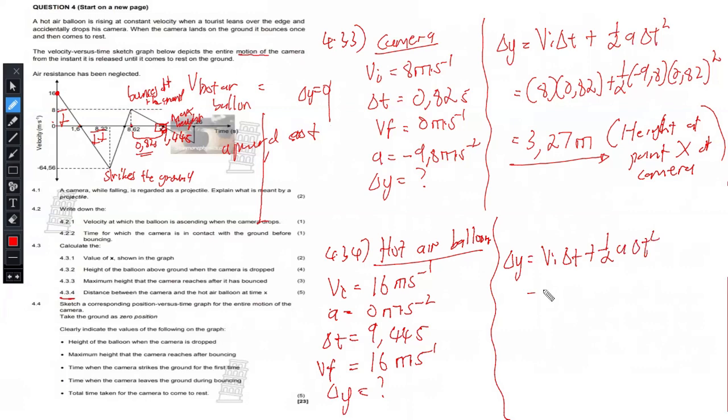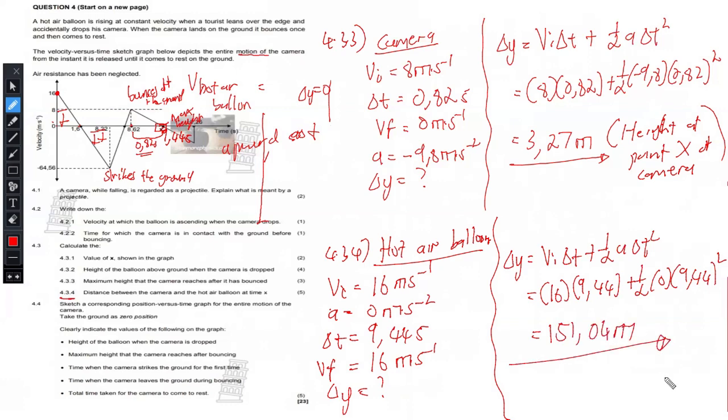Now our initial velocity, that's 16. And then our delta t, that's 9.44. Then plus half, our acceleration is 0. Then the time is 9.44. Note that we are putting 0 because this is for the hot air balloon. Now, all of this will just give us 0 here. So that means we can just punch 16 multiplied by 9.44, which is supposed to give us 151.04. So this is 151.04 meters, right? So this is the height that will be covered by the hot air balloon at that point.